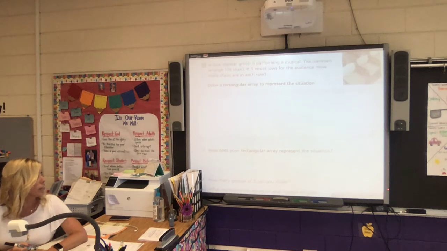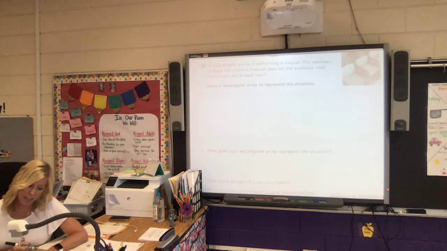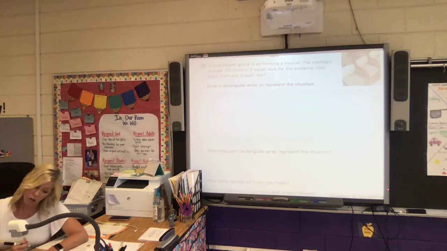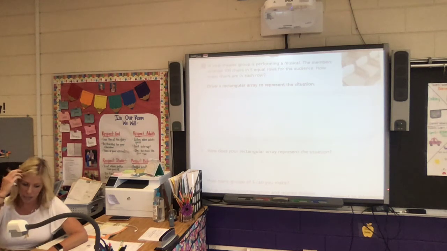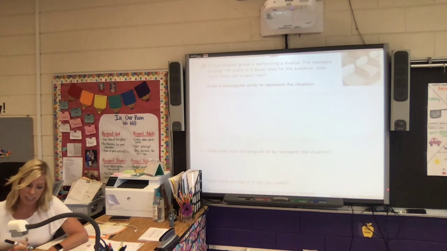Number 1 says, a local theater group is performing a musical. The members arrange 105 chairs in 5 equal rows for the audience. How many chairs are in each row? It says draw a rectangular array to represent the situation.